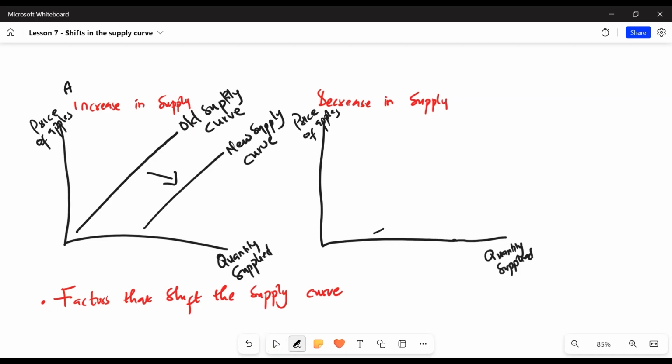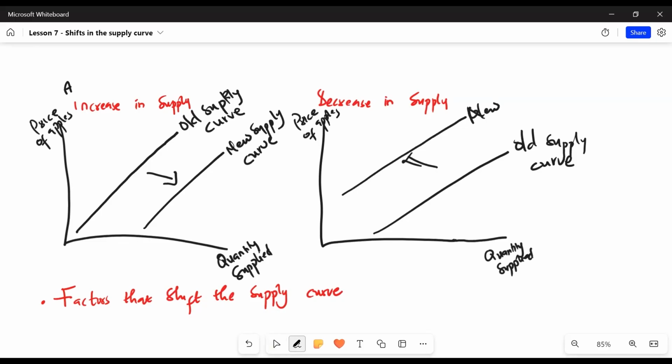Alternatively, if we start from a supply curve which we call old supply curve, and any market factor changes apart from the price of a good that causes the supplier to decrease the supply of the good, it will shift the supply curve to the left onto a new curve which we can call new supply curve.